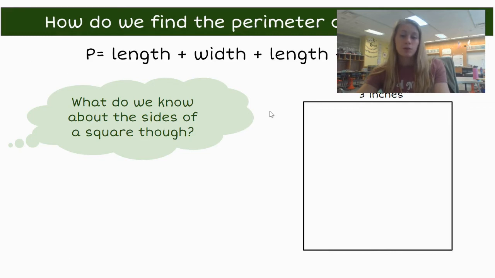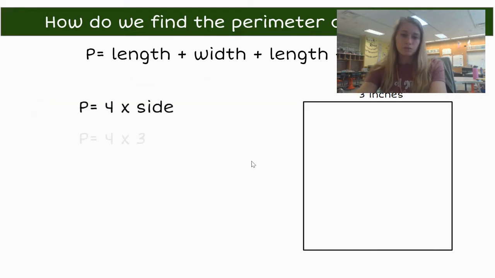Now, how do we find the perimeter of a square? Now remember, a square is a special case. If we remember what we know about squares, we know that every side length is the same length. So instead of having a rectangle with 2 long sides and 2 short sides, these are all the same. So our number is not going to change.